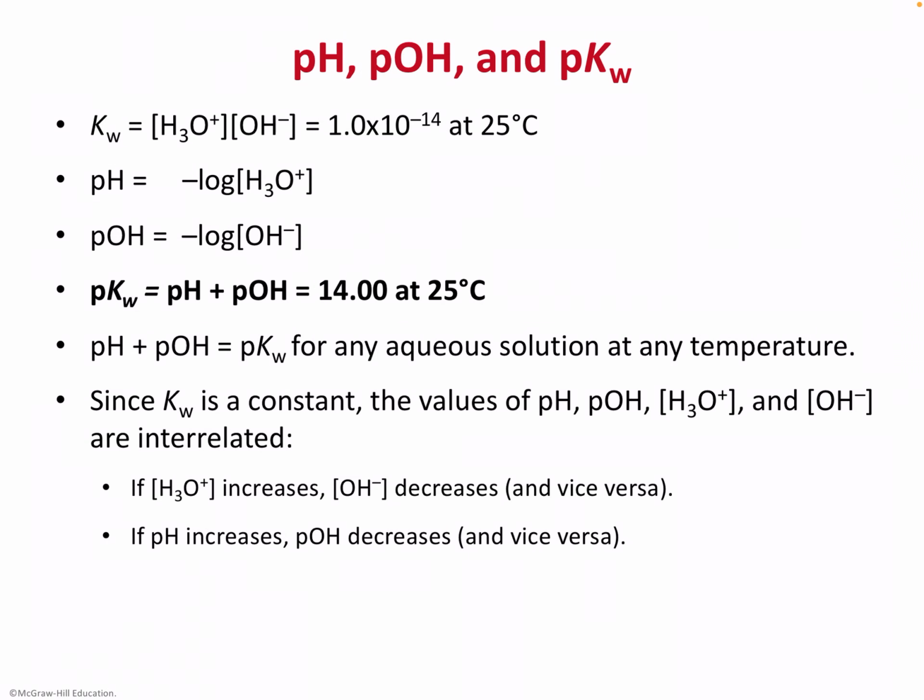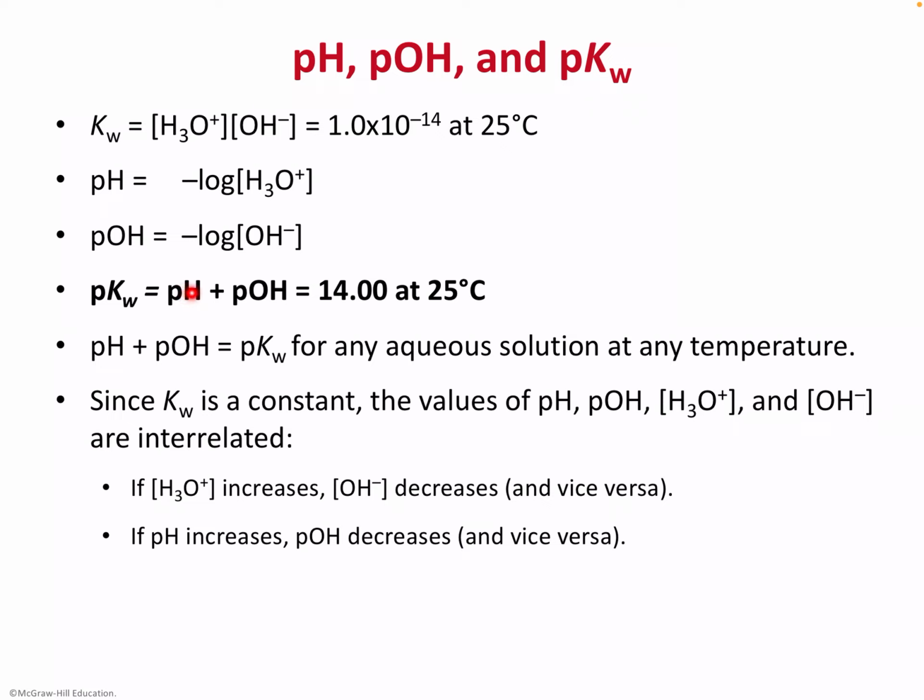pH, pOH and pKw. So we learned previously Kw is the ionic product of water, hydronium times hydroxide, which is 1 into 10 to the negative 14. So if you want to find out the pH, we can find the pH from the hydronium ions, negative log of hydronium ions. Similarly, pOH would be negative log of hydroxide. And pKw is this pH plus pOH together will give you pKw.